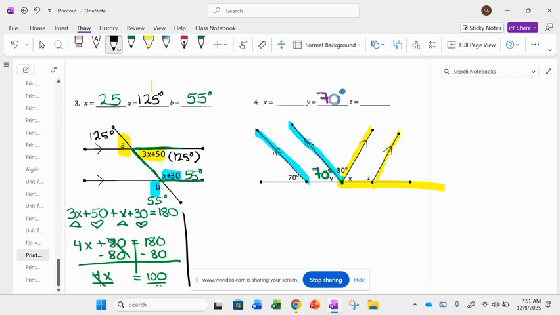Do you guys see these three angles right here? They make that straight angle on the bottom. So a straight angle is 180 degrees. I have 2 out of the 3 angles that make that straight angle. So I'm going to add 70 plus 30 and get 100 degrees. Then I'm going to do 180 minus 100, and we will get X is 80 degrees.